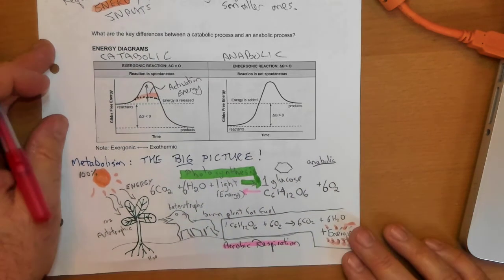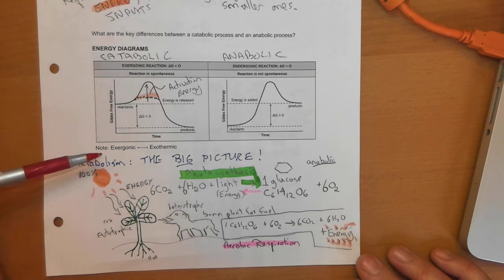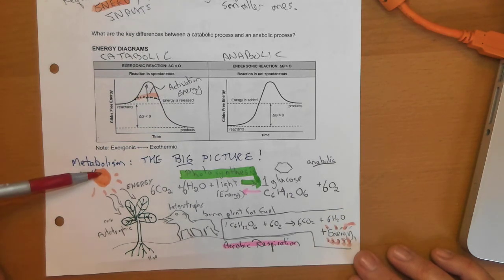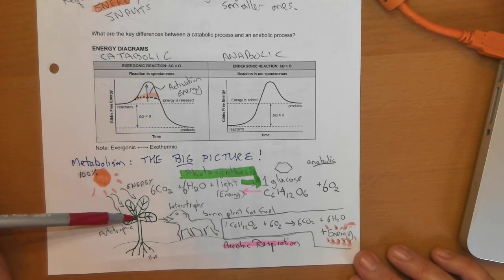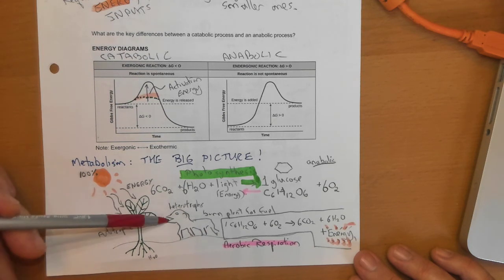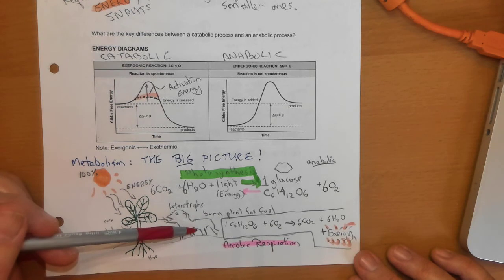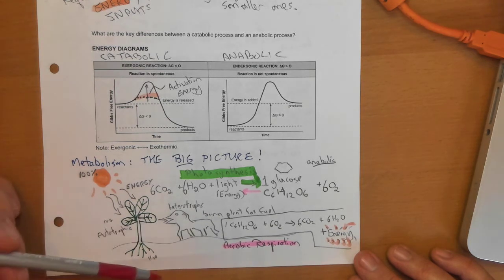Here's a big picture of metabolism that we started with. 100% of the bioenergy comes from the sun. It's trapped by plants, autotrophs. They use photosynthesis to grow. Heterotrophs, like us, eat plants and burn the energy from the plants to help us go.